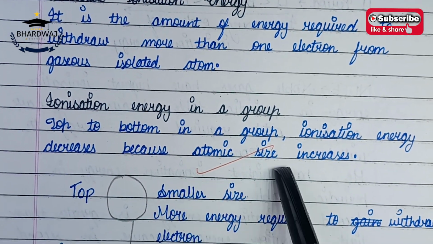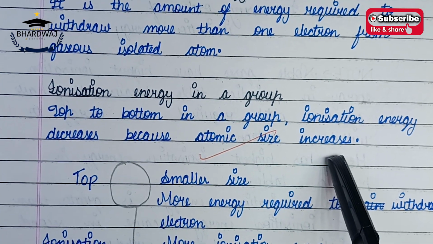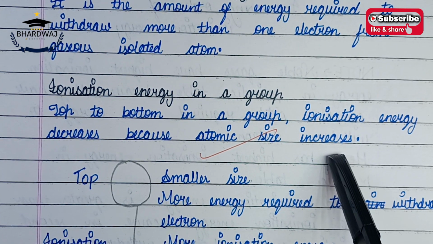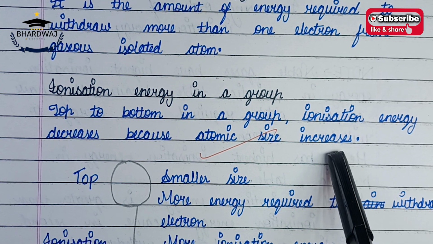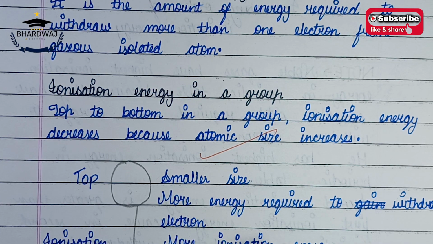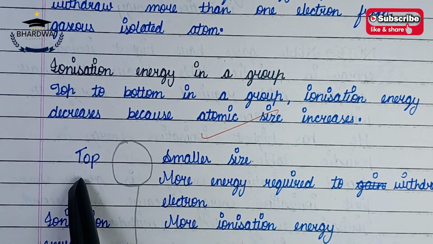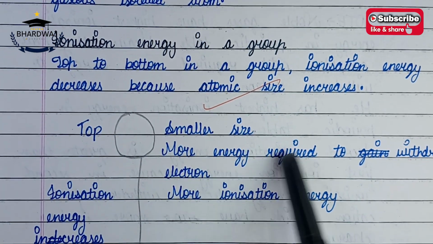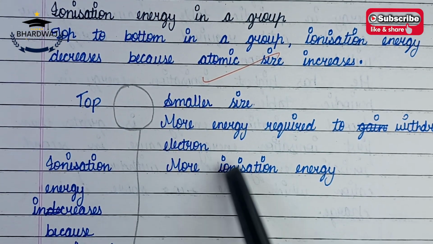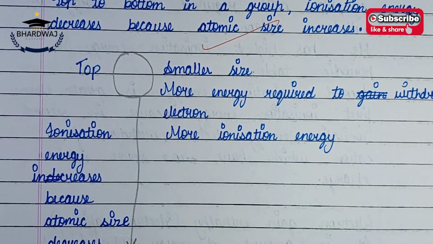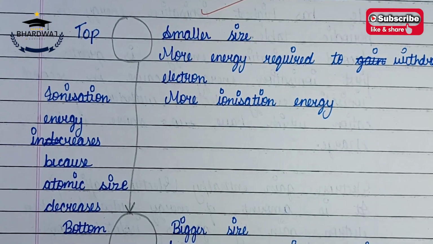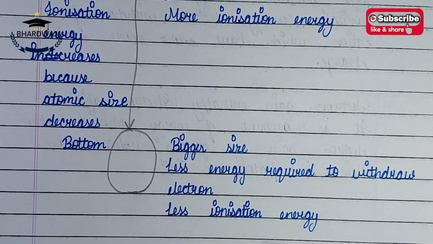decreases because atomic size increases. So in a group, ionization energy always decreases because atomic size increases. So top, smaller size, more energy required to withdraw electrons, so more ionization energy. Bigger size, less energy required to withdraw electron, less ionization energy.